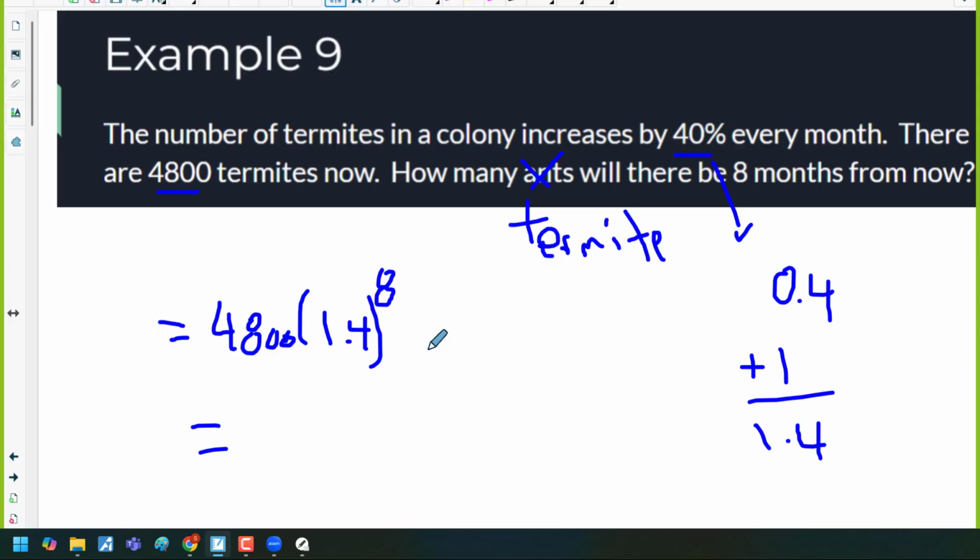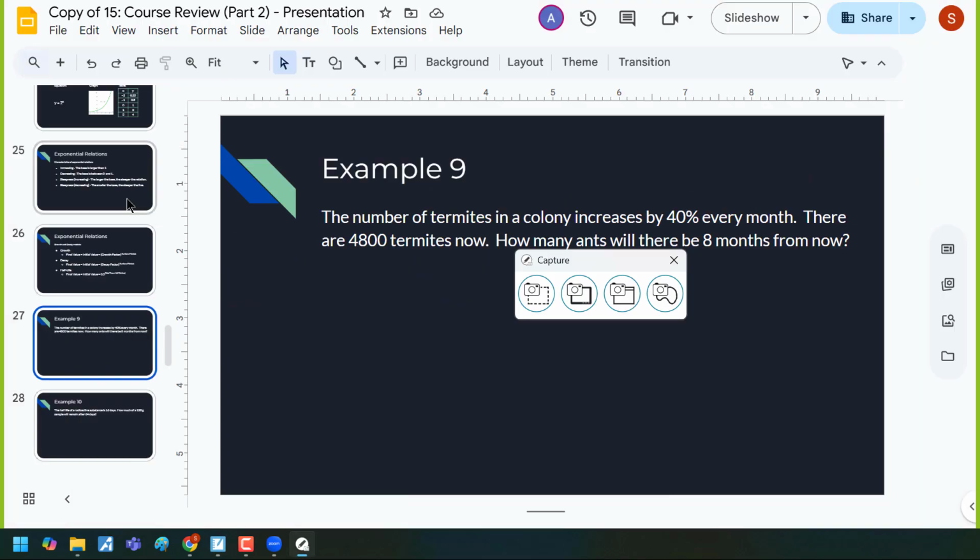Plug it into your calculator. You should get 70,838 roughly, just rounding up. Approximately this many termites. That's it.